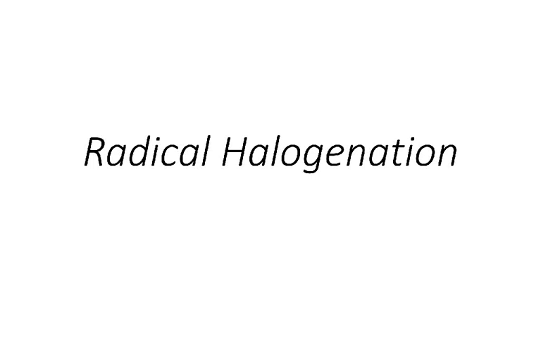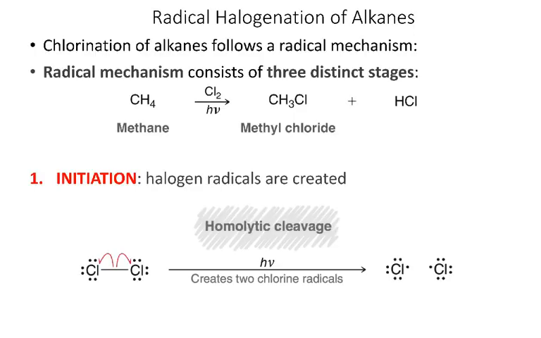All right, in this video, we're going to look at one of the most important radical reactions, at least in terms of synthetic organic chemistry, and that is radical halogenation. So in radical halogenation, we're adding a halogen atom to an alkane. And alkanes generally aren't very reactive, so this is a good way to introduce functional groups to an alkane.